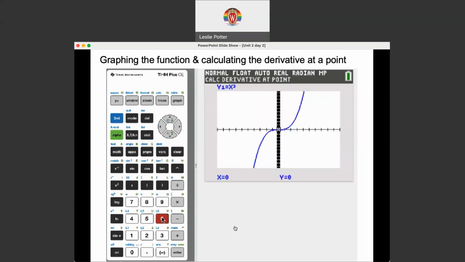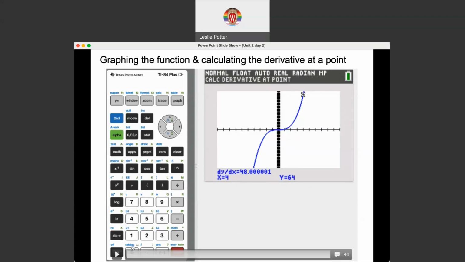Okay, so right now I'm at 0. I want to type in 4, right? Because that's the point I want. And then I can hit enter, and it's going to give me a ton of information at the bottom of the screen. So I have all this information down here, but look at this. I have the derivative right there, and I have the x and the y coordinates, right? 4 cubed is 64. So that's another way to also calculate the derivative if you want to graph it. So just another option, you can either do it from your calculator screen or you can do it from the graph screen.